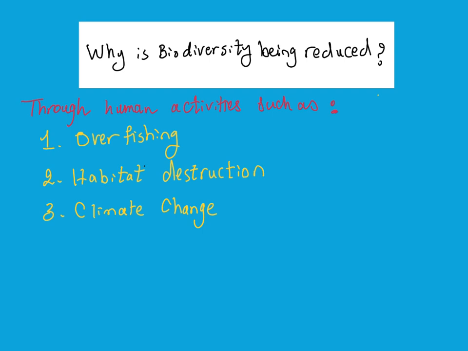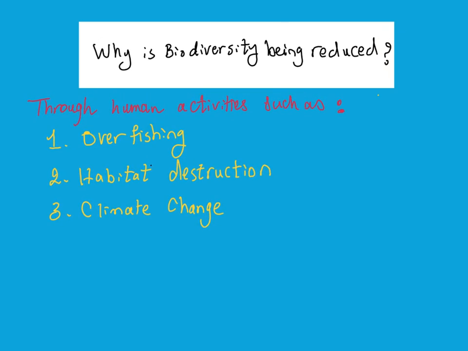Of course, the influence of humans on ecosystems has affected the biodiversity. So now the biodiversity has been reduced. Why is the biodiversity being reduced? Of course, this is a very long question, but we can just give a brief list of some of the reasons that lead to reduction of the biodiversity through human activities, such as overfishing, habitat destruction, and climate change.